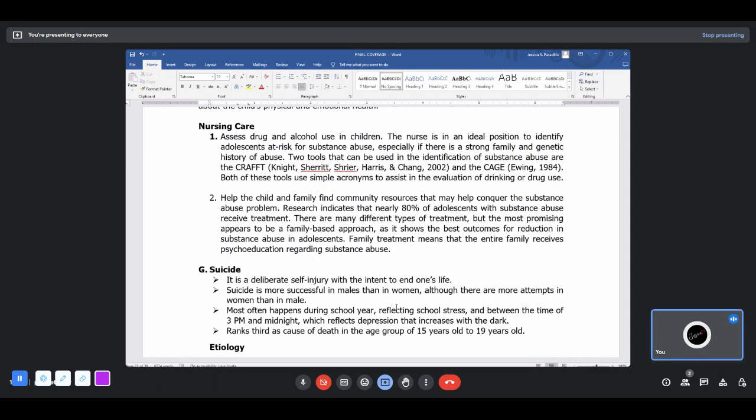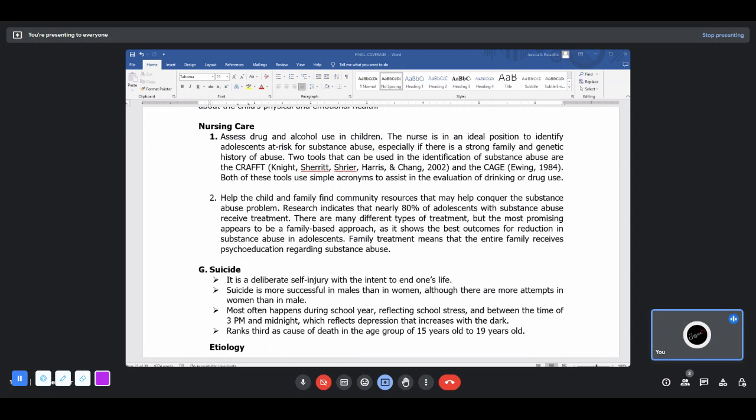Okay, another one, na nursing care, we have to help the child and family find community resources. Okay, para saan? Para matulungan yung bata at saka din yung family members. Okay, this may help conquer the substance abuse problem. Research indicates that nearly 80% of adolescents with substance abuse receive treatment. These are mainly different types of treatment, but the most promising appears to be a family-based approach as it shows the best outcomes for the reduction of substance abuse in adolescents.